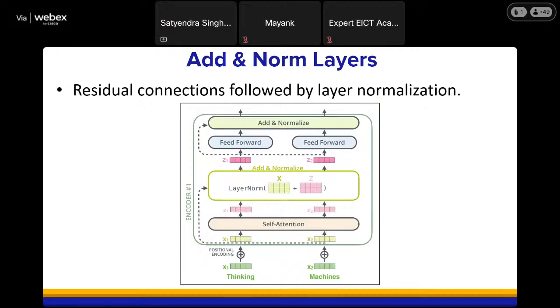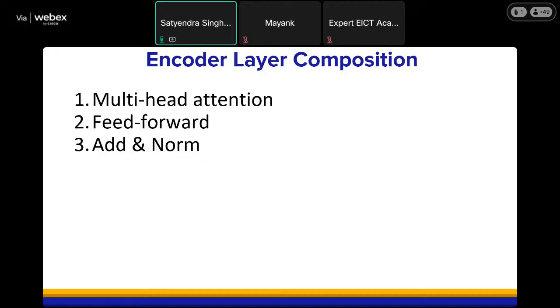So once you get the Z, you have an add and normalize layer. You add the original information to the Z and you normalize it to make it computationally easy, and then you pass it to the feed forward network. Again, add and normalize gives you the final output. So what we have discussed is that on the encoder side, you have multi-head attention, feed forward, and an add and normalization layer.